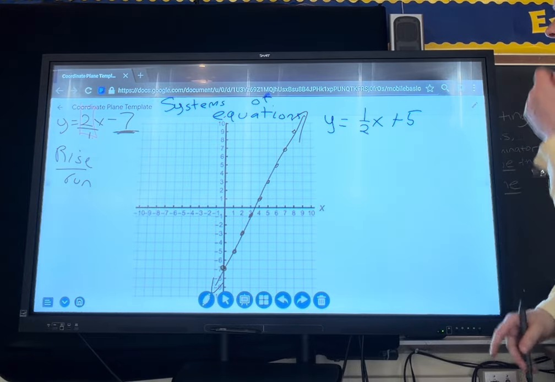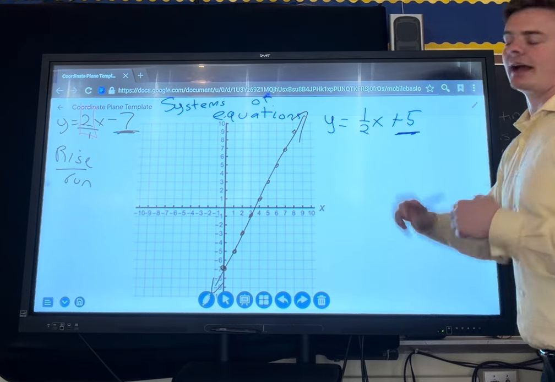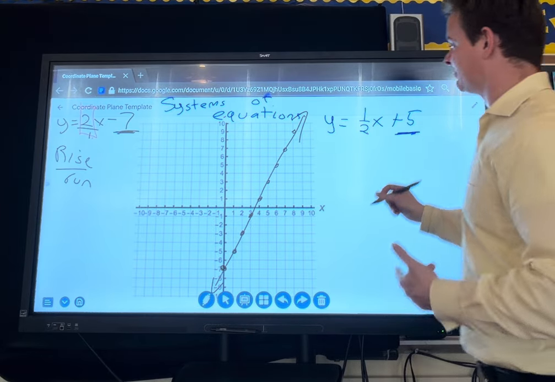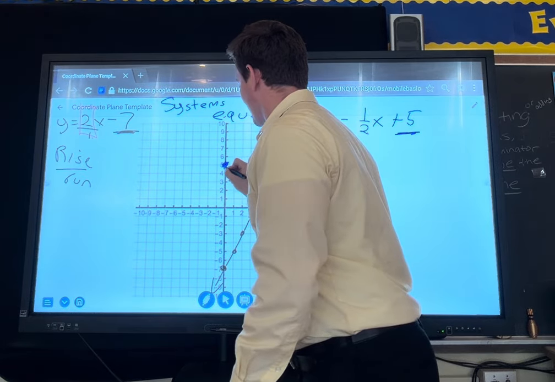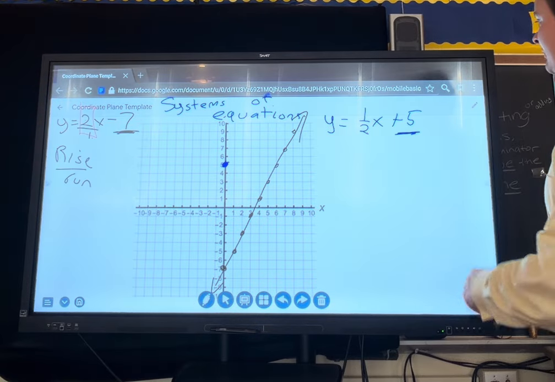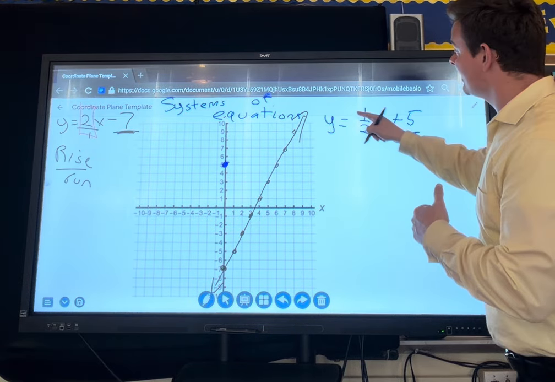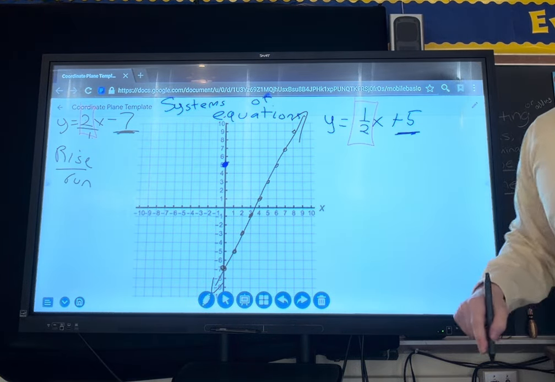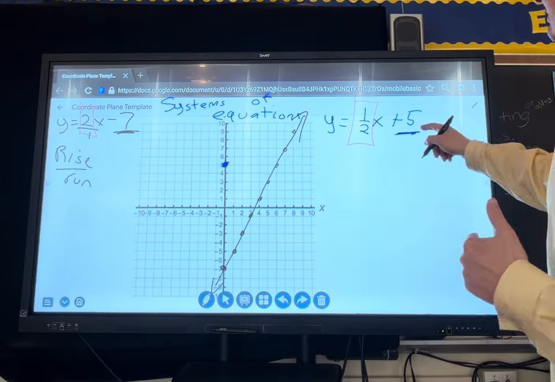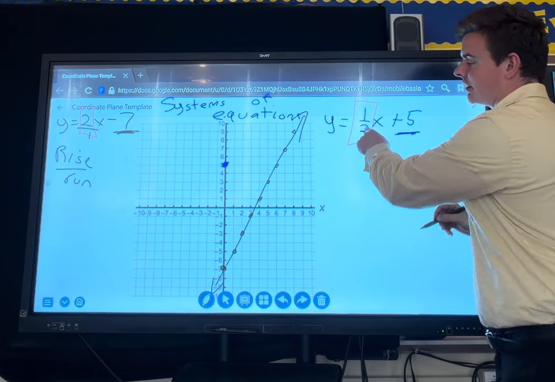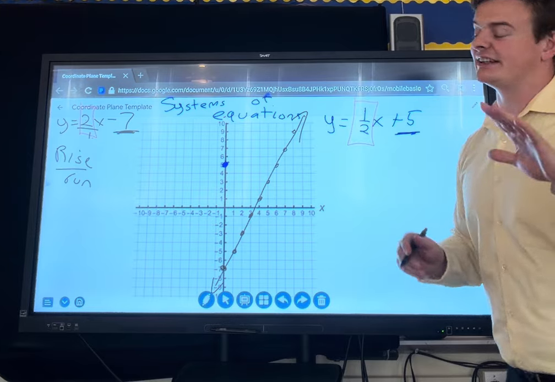Now I'll do my next one. Same thing. I start at my y-intercept, which is +5. Then I follow my slope, which is the number in front of the x. Again, it's rise over run, and this is a fraction, but it's almost easier.